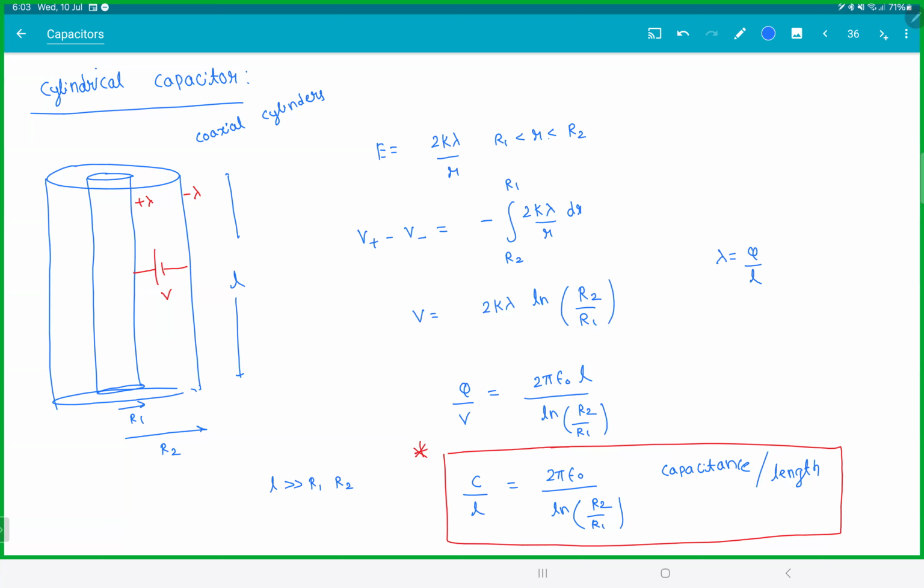So what we did till now is all the basics of capacitors. Parallel plate is A epsilon by d. Spherical is 4 pi epsilon R1 R2 by R2 minus R1. Cylindrical is 2 pi epsilon by ln R2 by R1, per unit length.